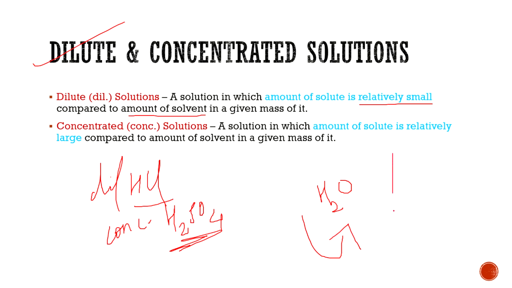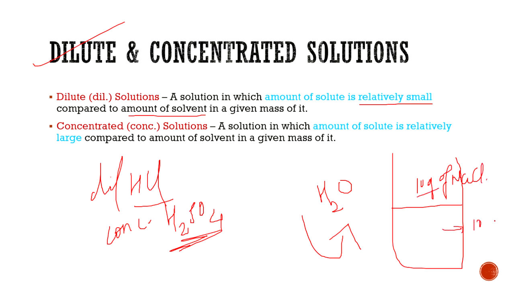That is, if I take this liquid now, I insert 10 gram of sodium chloride and 100 gram of water, which is bigger? Yeah, water is bigger. Let me take 1 kilogram, that means 1,000 grams of water. That means the solvent is actually large, and the solute is actually low. Then this solution is said to be what? Dilute solution.